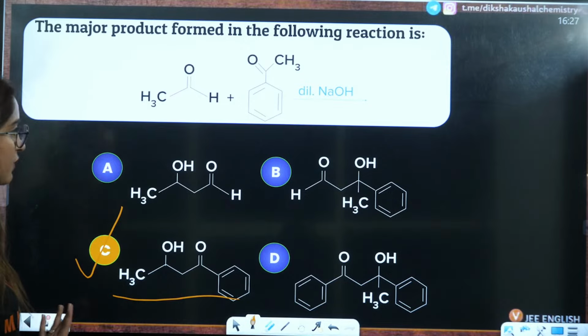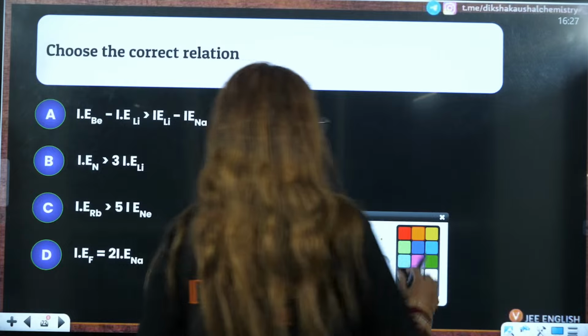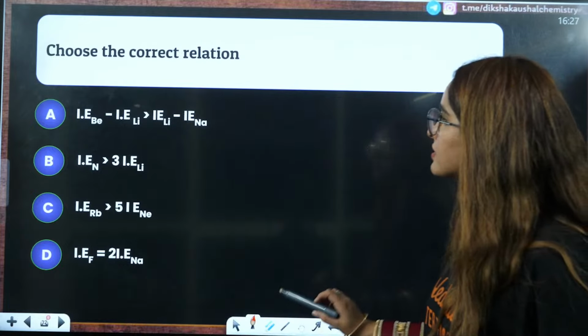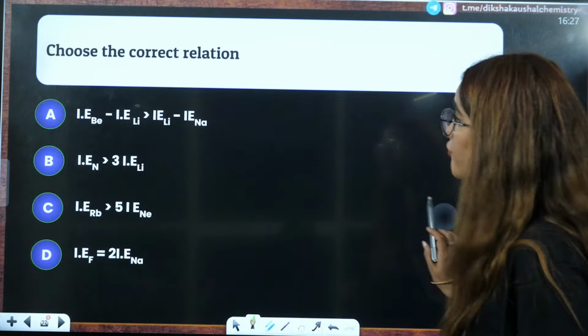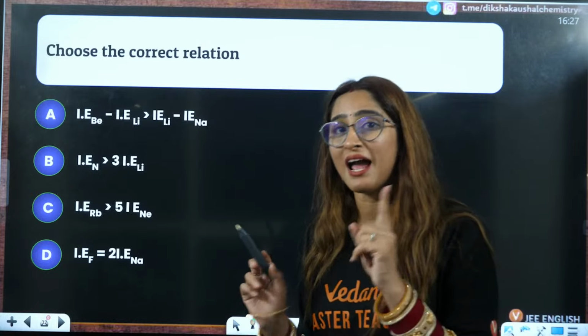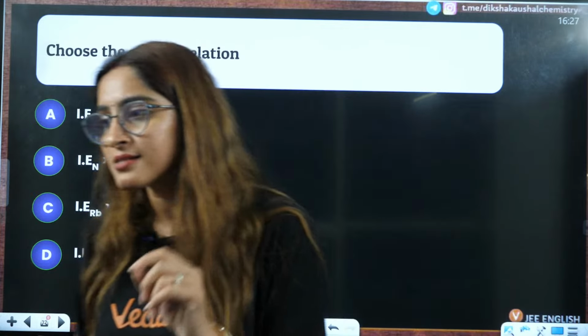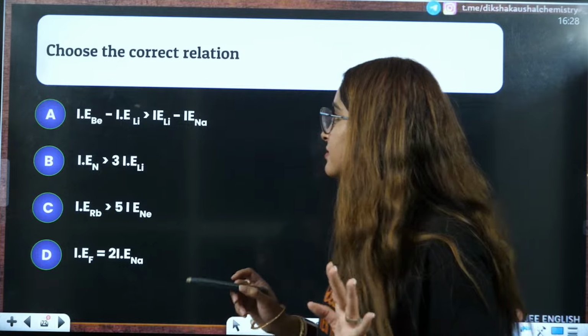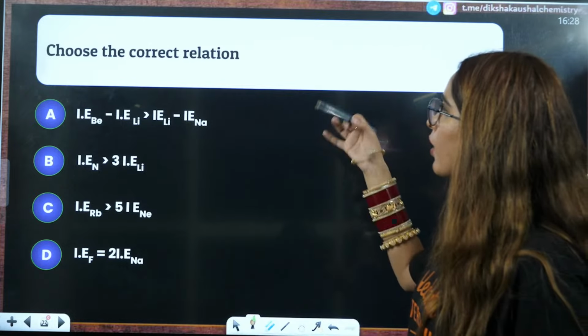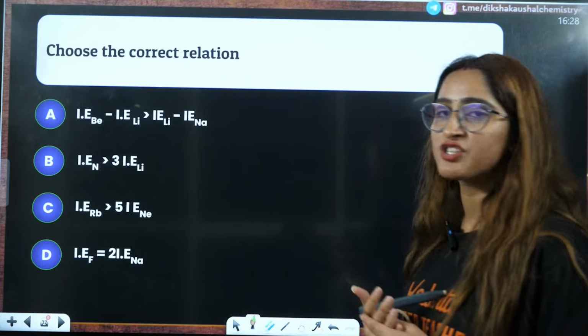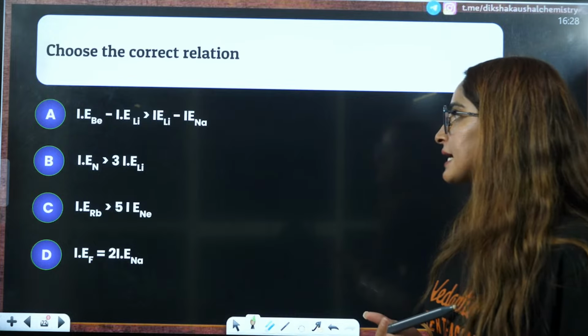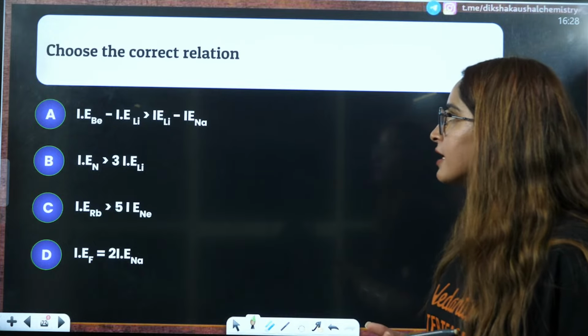Understood? Yes, everybody? Next is choose the correct relation. Now, very important question based on ionization enthalpy and the size, exceptional values they are asking you. So, if you ask me, ma'am, what is the correct relation of ionization enthalpy here, right? So, first is only seeming to be correct.